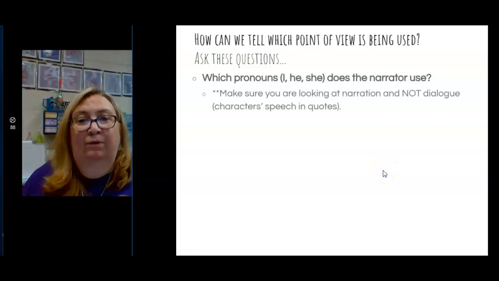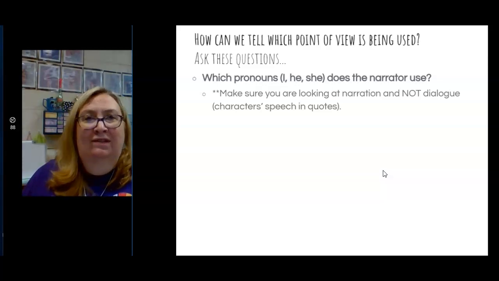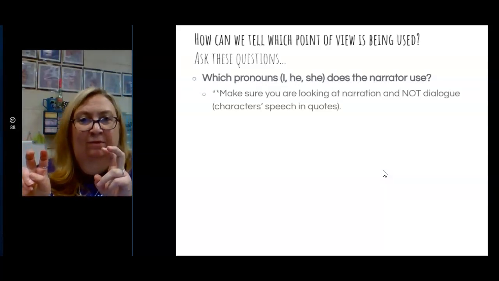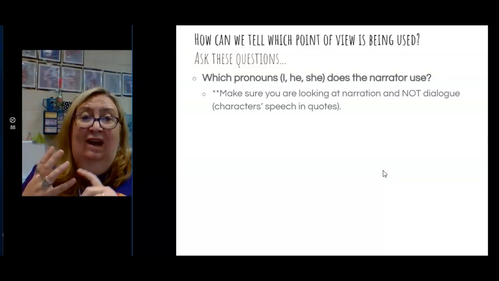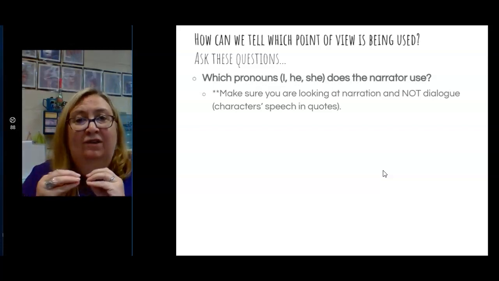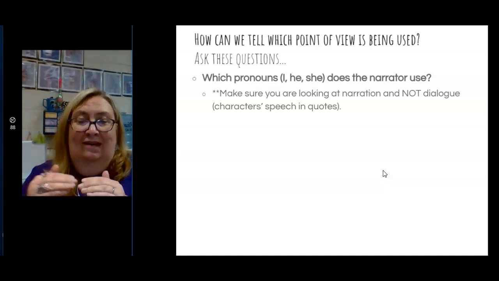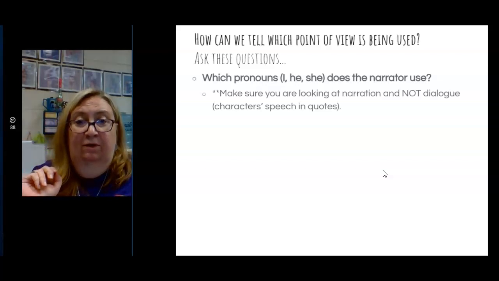So we have to remember we want to make sure that we're looking at the actual narration of the story, not the dialogue. Anything that's in quotation marks is conversation between characters. Those characters may use the words I, he, or she. That doesn't help us understand point of view. We have to look at the text that's not in the dialogue, okay? So anything outside of the quotation marks.